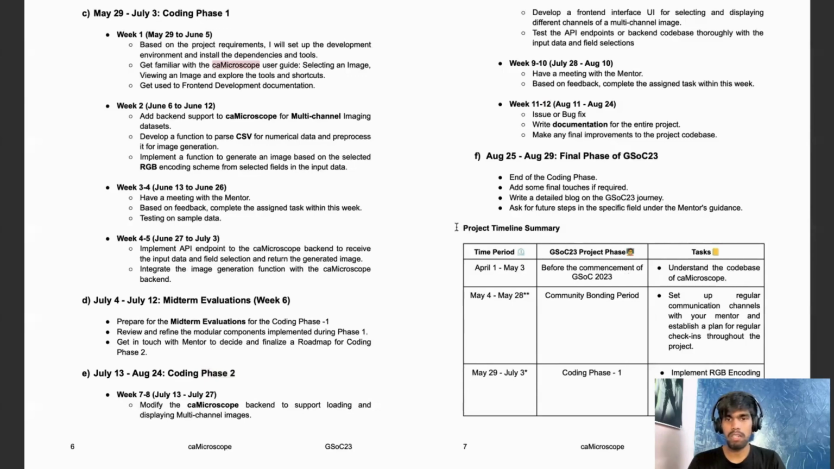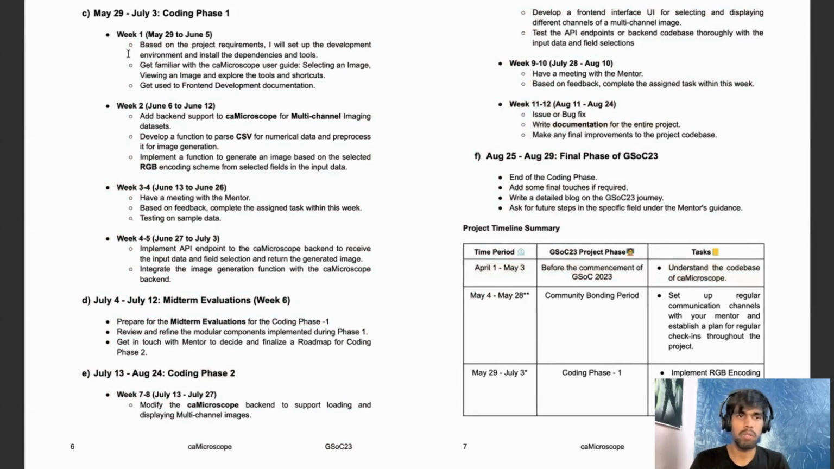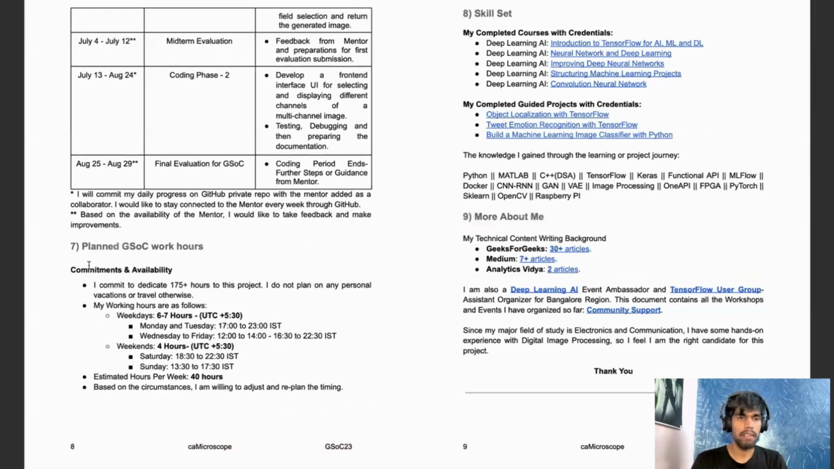And then I just did a project timeline summary where I mentioned all my time period and what I will be doing, and a summary of my task. So if the mentor is not going through this entire thing, he'll just look into my project summary. So it depends on the mentor, whether he wants to read this entire thing or whether he just has to focus on the summary. And after you have written the summary, you just have to outline what your commitments are, how many hours you can spend for your project. And lastly, I just added what skills I have and more details about me.